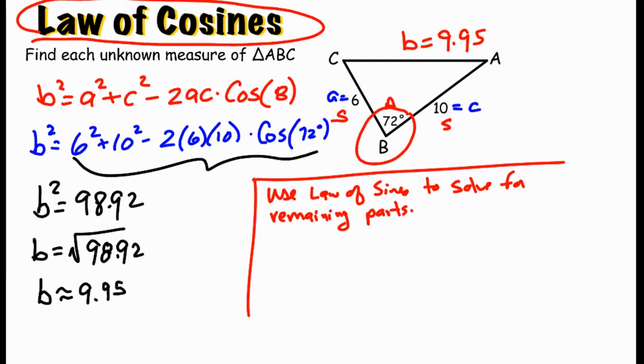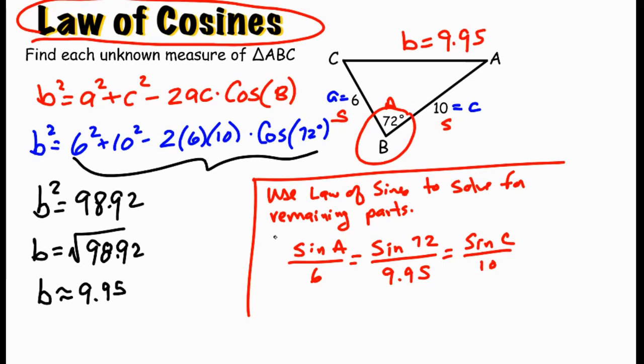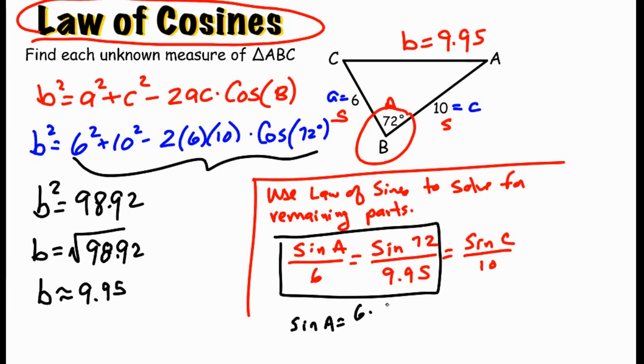So this is the typical pattern for solving these problems. After we've applied law of cosines once, the rest of the work can be done with law of sines. So sine of angle A over 6 is equal to sine of angle B, but angle B we know as 72 degrees, over 9.95 is equal to sine of angle C over 10. And we just need to take two of these ratios together. And now we can solve for sine of A equals 6 times sine of 72 degrees over 9.95. We need to use sine inverse to get the measure of angle A.